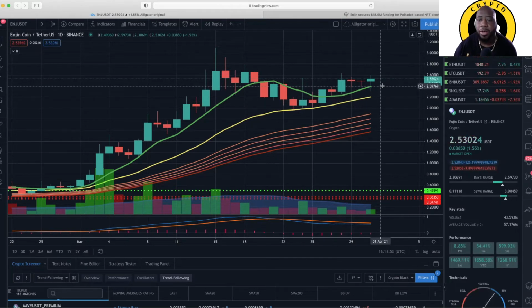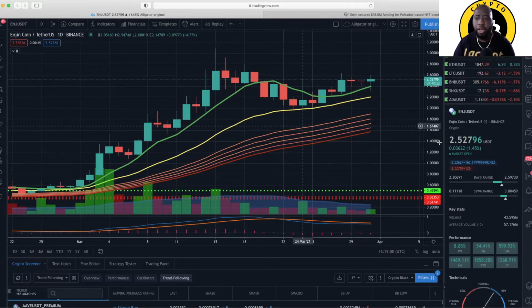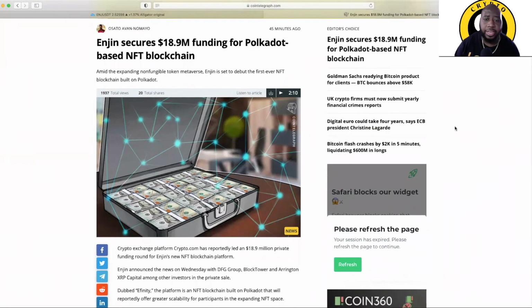So I will say if I get in, I will be getting in right around 2.39. And then I'll have another one at 2.28. Imagine that you get in down here at 2.28, then if you can get that 2.64, that's 16% profit and gains right there. So that's what I would do right now, guys, if I'm buying Enjin, but I already have a lot.